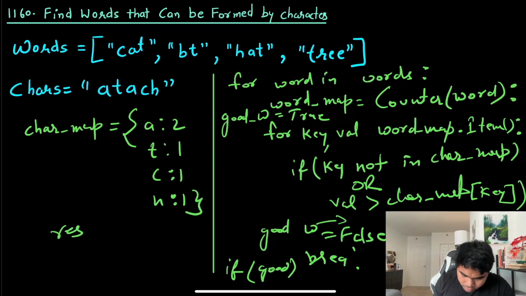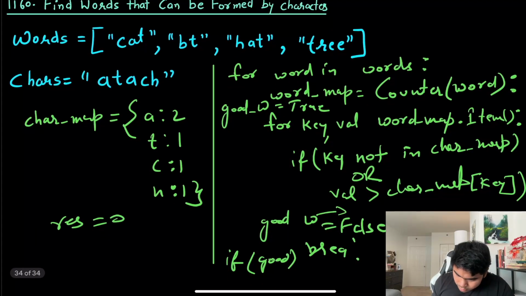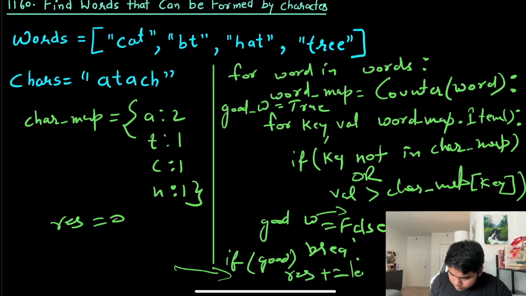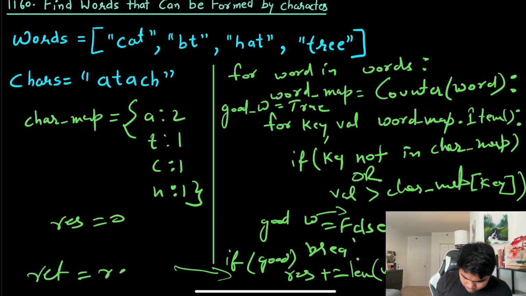If good, then you can add to your result. We will have something called result, initially 0, and at this place right here we can add result plus equals the length of that word. All right, that's it. That will be the entire solution, and then in the end we can just return the result.